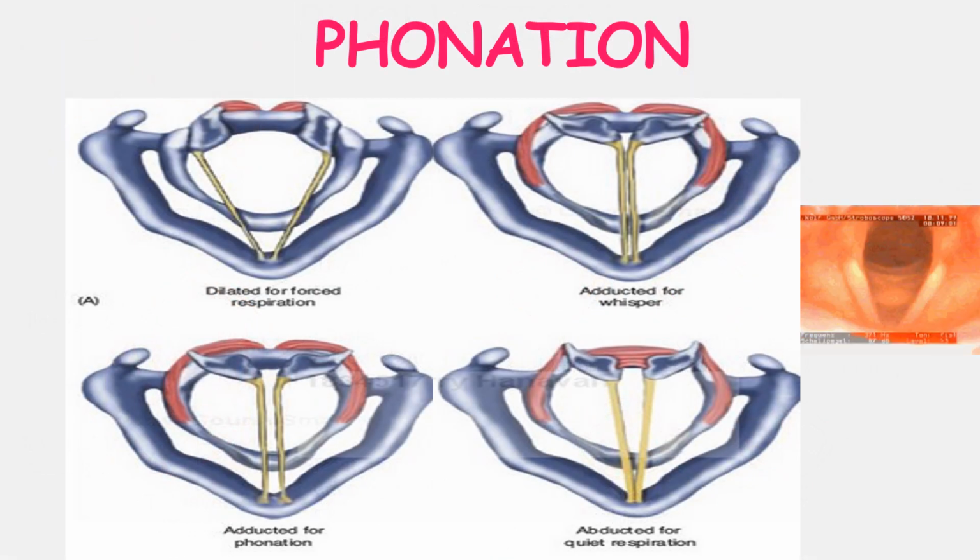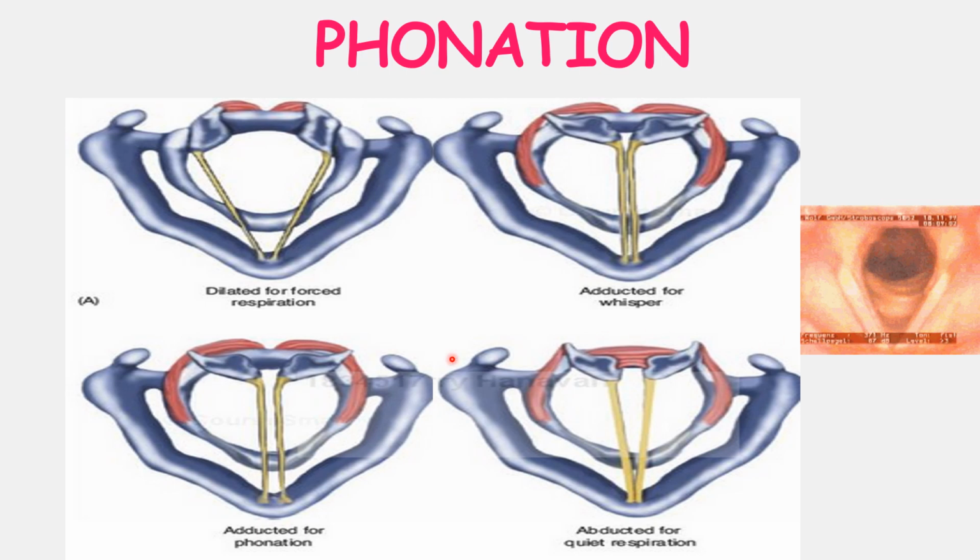So where does the energy for phonation come from, and how does the vocal cord vibrate? The production of sound happens only during expiration. So the energy comes from the expiratory air, and from that is where the sound is produced.